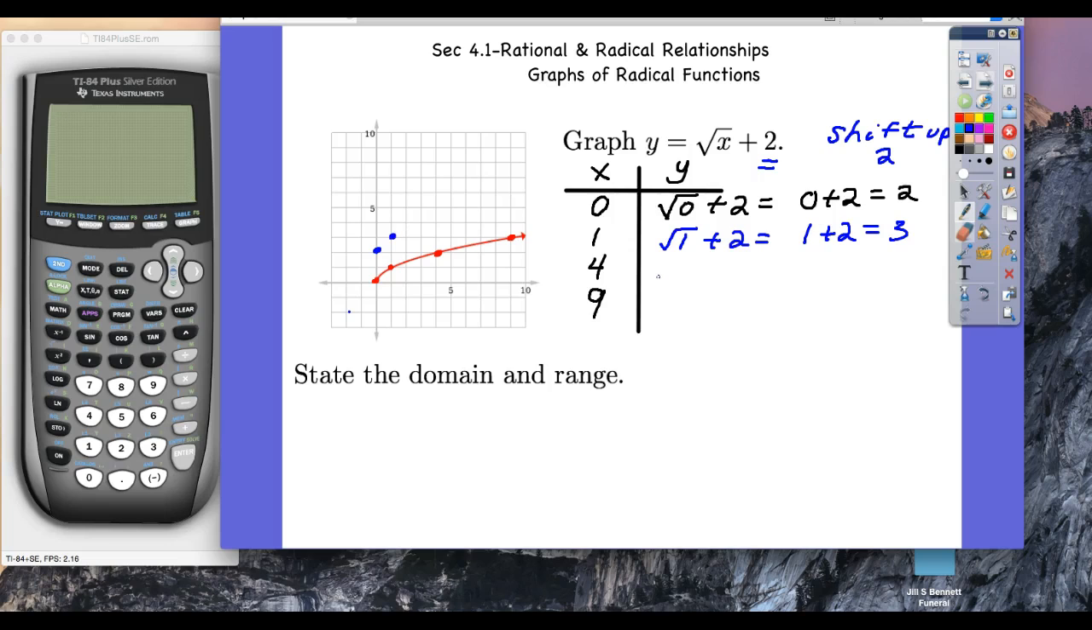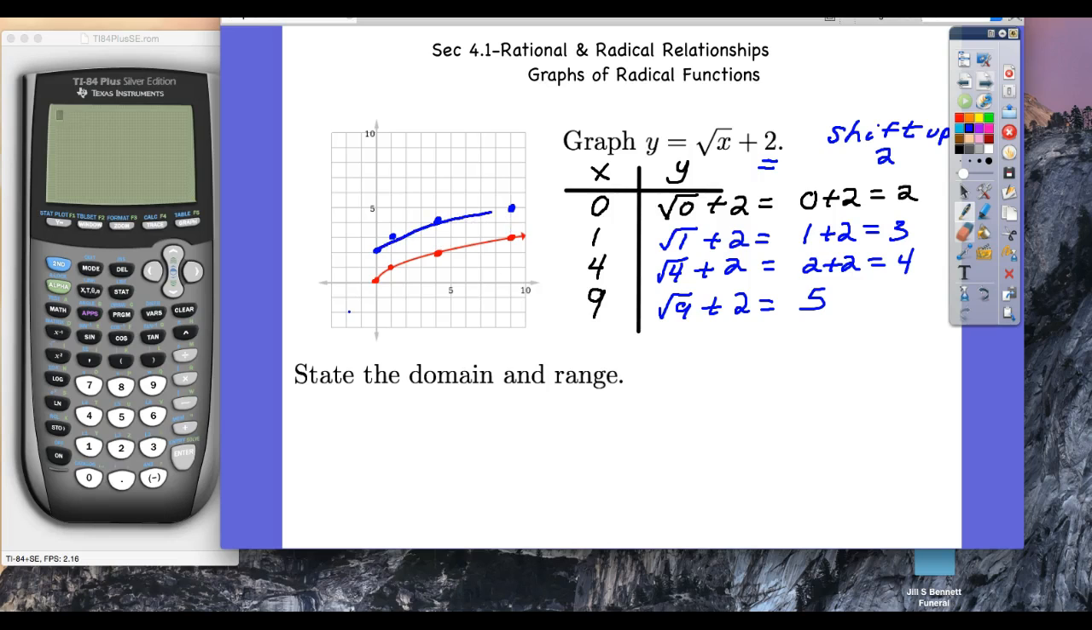If I plug in 4, I get the square root of 4 plus 2, and that's going to be 2 plus 2, which is 4, so 4, 4 I plug in. So 4 over, 4 up, and the last one is going to be the square root of 9 plus 2, which is 5, right? 3 plus 2. So I go 9 over, 5 up.